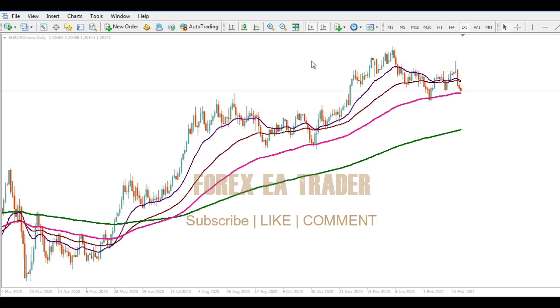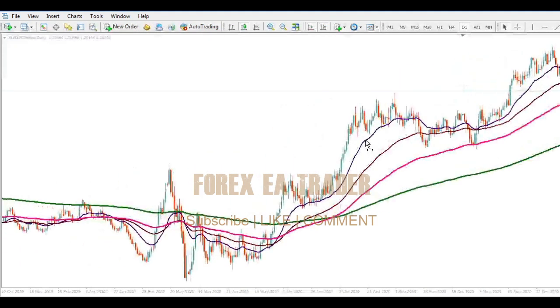And from here, this is the daily time frame from October. From October, you could have simply bought until January this year. From October last year, you could have simply entered a buy there and collected 631 pips easily. 631 pips easily, without too much work.